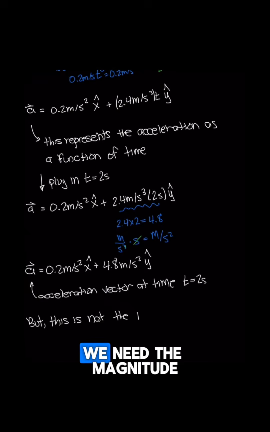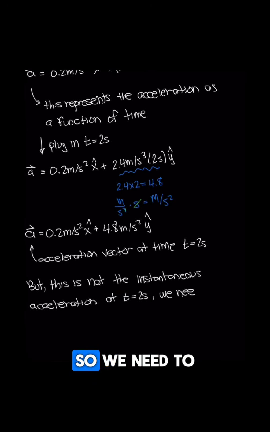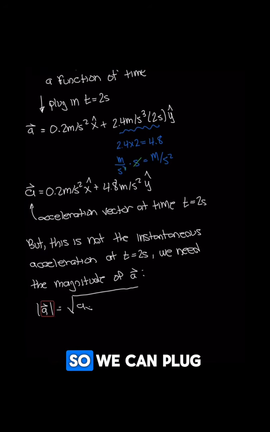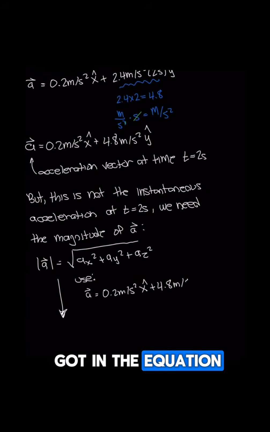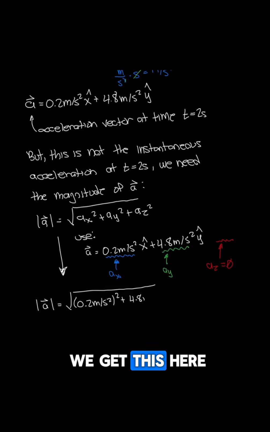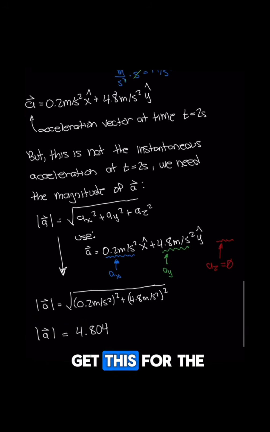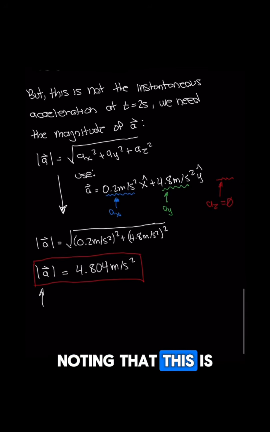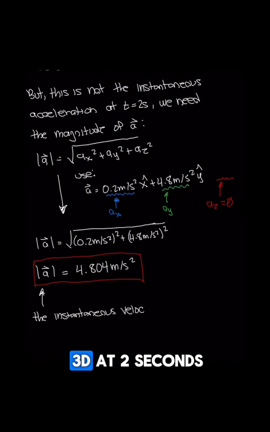But we're not done here. We need the magnitude of the instantaneous acceleration, so we need to use the equation below here. So we can plug in the values we got in the equation for ax and ay. Assume az is equal to 0. Plug those in, and we get this here. Simple calculations, and we get this for the final answer, noting that this is the instantaneous acceleration in 3D at 2 seconds.